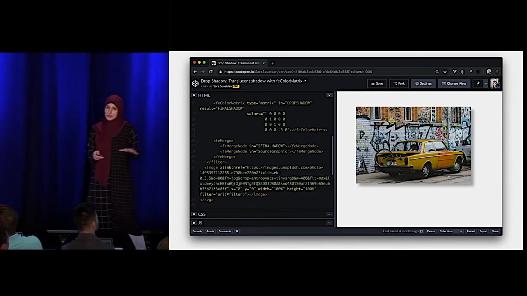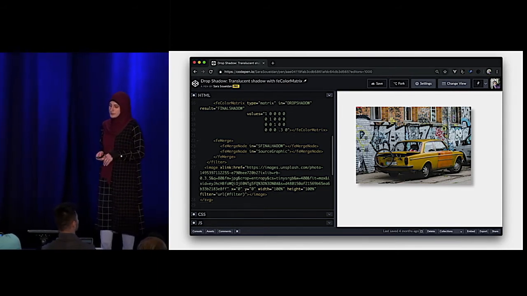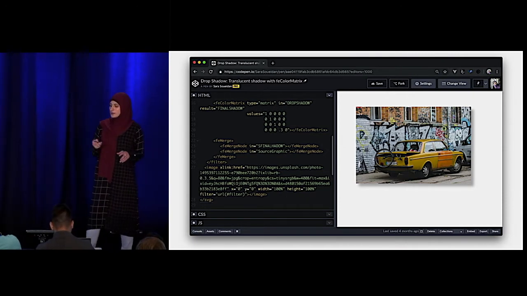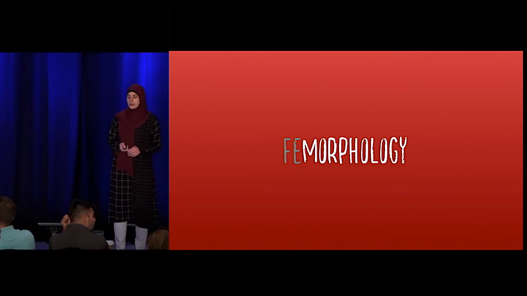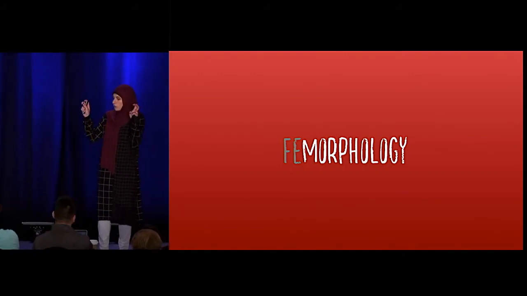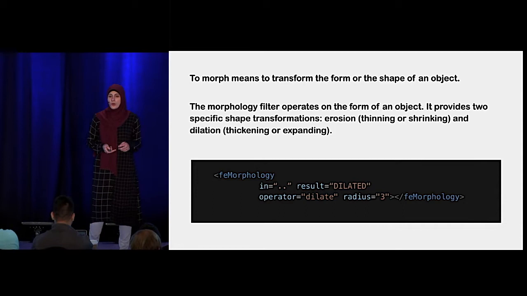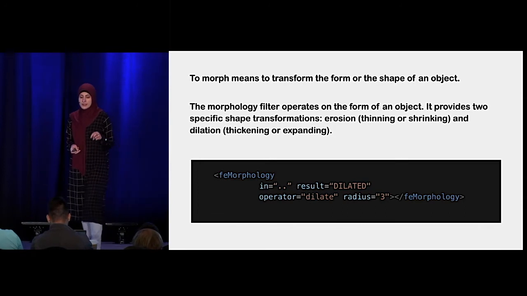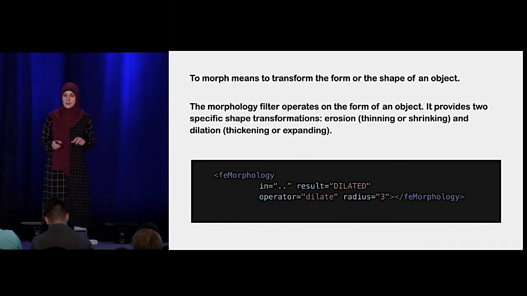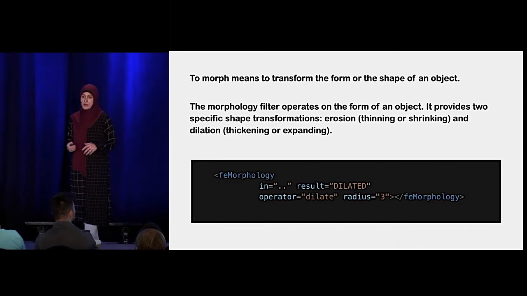Now, to continue easing into the world of SVG filters, I want to talk next about another very simple primitive, which is the FE morphology, which is used to morph elements. Now, to morph means to transform the form or the shape of an object. The morphology filter operates on the form of an object and provides two specific shape transformations: erosion, which is thinning or shrinking, and dilation, which is thickening or expanding.